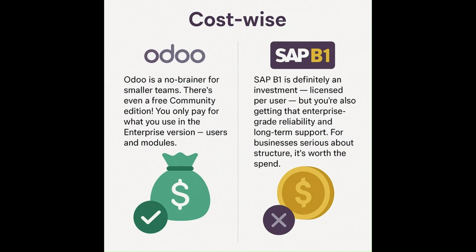Cost-wise, Odoo is a no-brainer for smaller teams. There's even a free community edition. You only pay for what you use in the enterprise version, users and modules. SAPB1 is definitely an investment, licensed per user. But you're also getting that enterprise-grade reliability and long-term support. For businesses serious about structure, it's worth the spend.